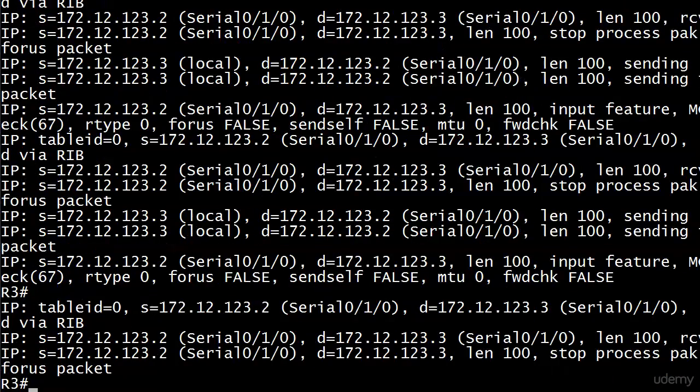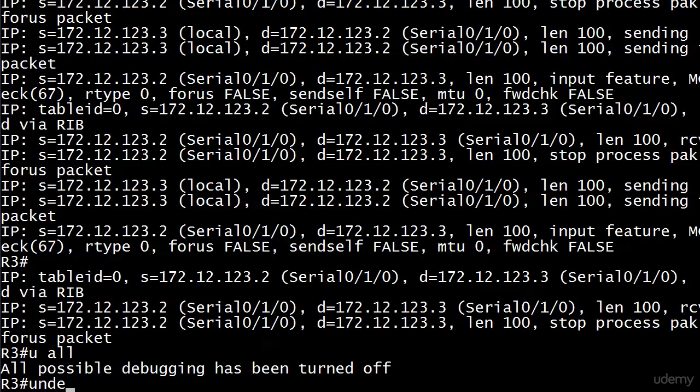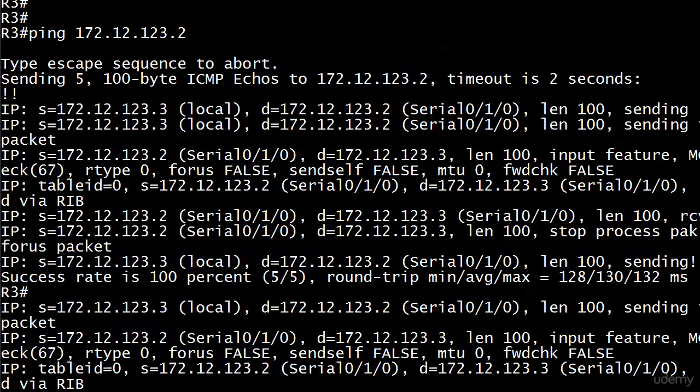Yep. And that's just with one simple ping, and a couple of screens of traffic there. I'm going to do a u all. That is short for undebug all, by the way. I just say it's a Southern command, y'all, sir. So let's see up here. I see the word false a couple times, but that really isn't the issue here.